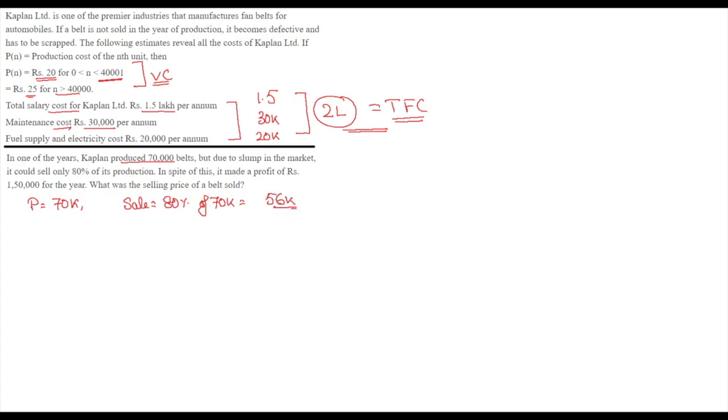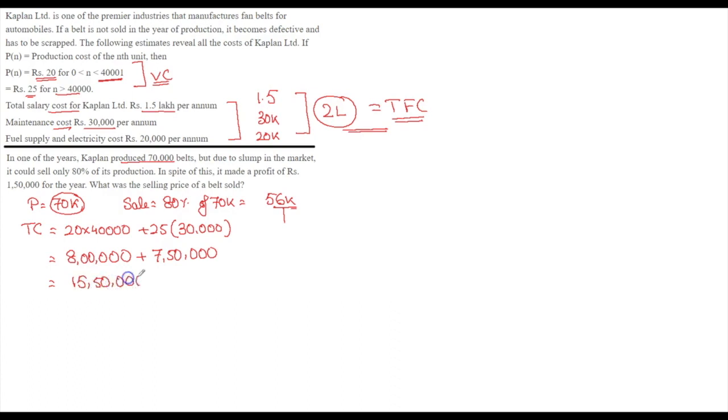Now, first of all, let us calculate the total cost for producing these 70,000 units. The total cost would be equal to 20 rupees for the first 40,000 units and 25 rupees for the next 30,000 units. This comes out to be 8 lakhs and 7.5 lakhs. A total of 15 lakh 50,000 rupees.